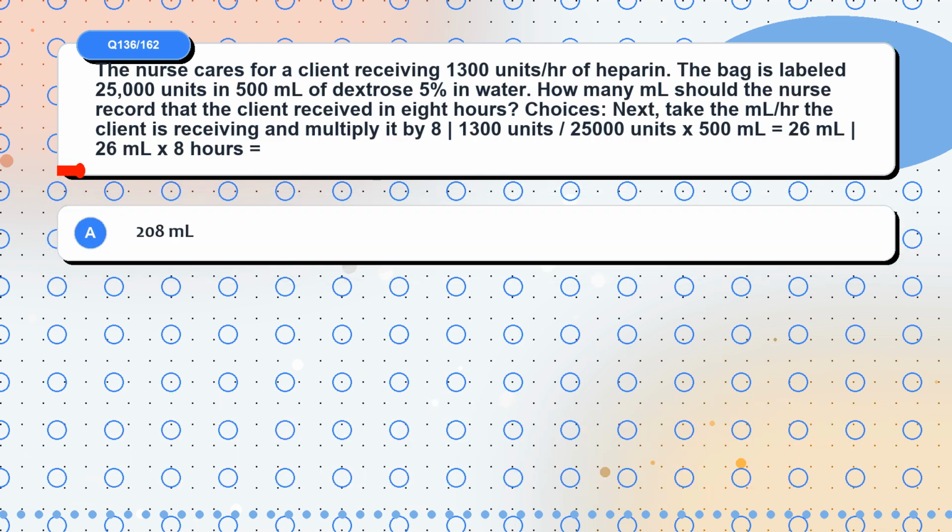Question 136. The nurse cares for a client receiving 1,300 units/HR of heparin. The bag is labeled 25,000 units and 500 ml of dextrose 5% in water. How many ml should the nurse record that the client received in 8 hours? Choices. Next, take the ml/HR the client is receiving and multiply it by 1,300 units/25,000 units x 500 ml equals 26 ml. 26 ml x 8 hours equals.